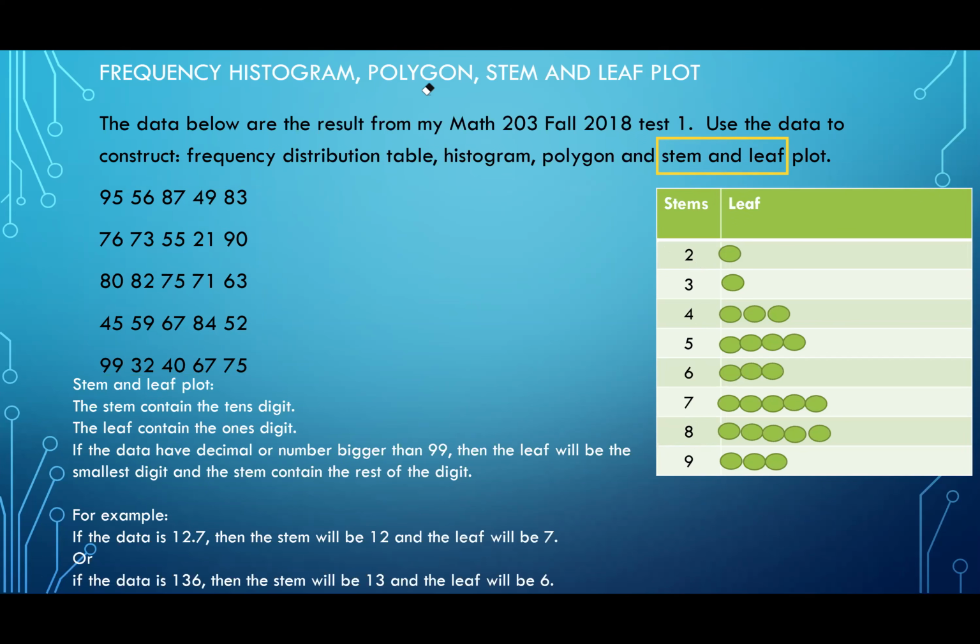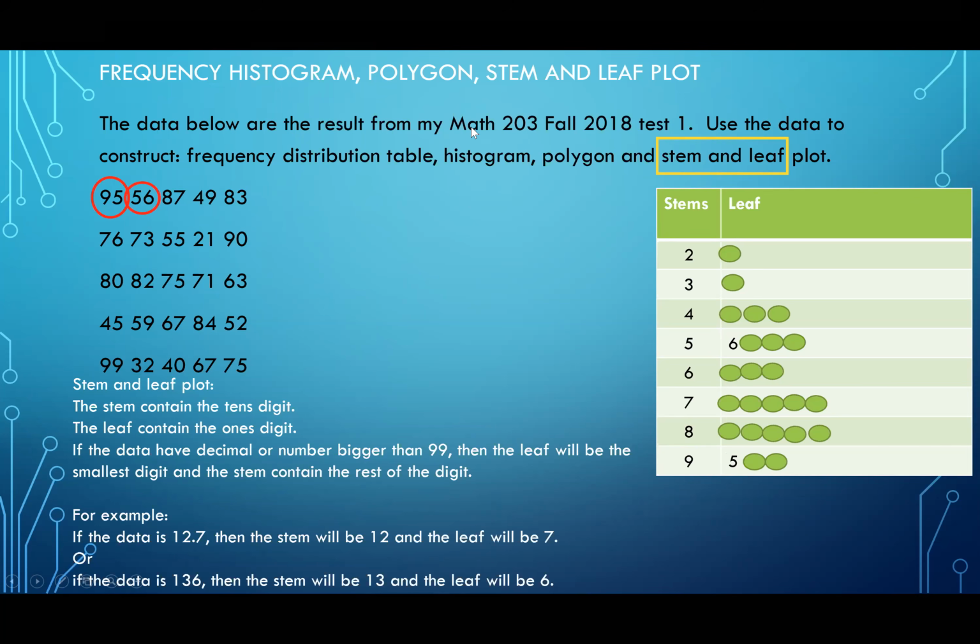This is what you need to do: you go into each individual data. My first data is 95. So I go to the 9, my stem, and I write a 5. Everybody see that, 95, this is how you read it. We have the data 95, we go to the 9, we write a 5. We don't write 95 because we read this as 95. My next data is 56. I go to the 5 and I write a 6. We read this as 56.